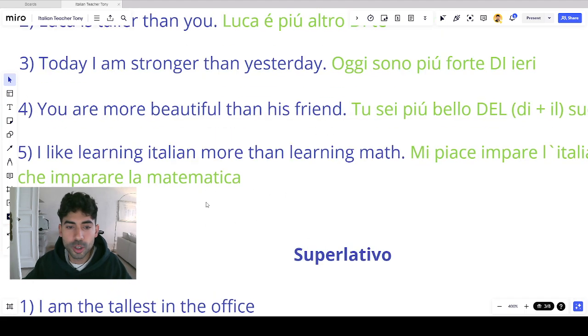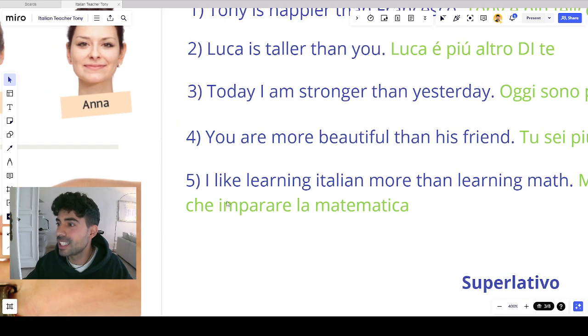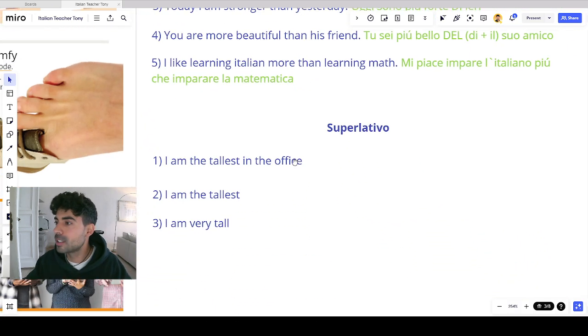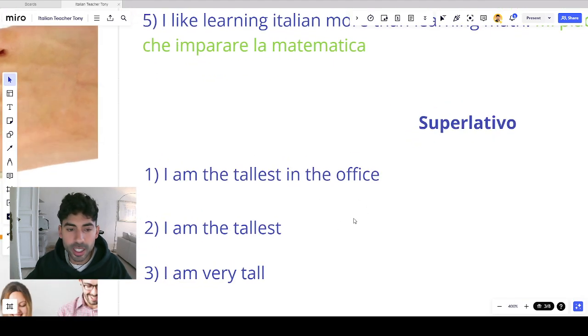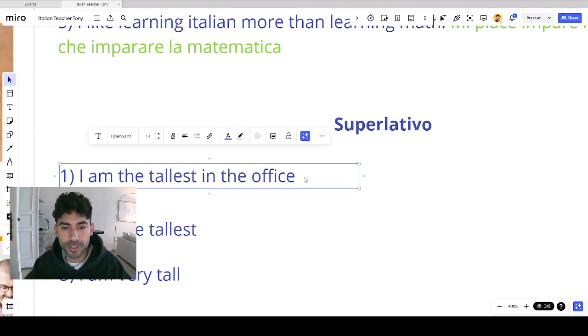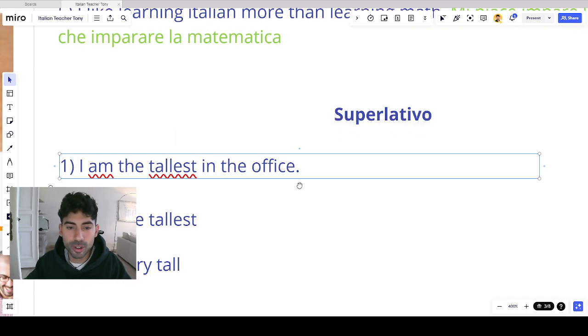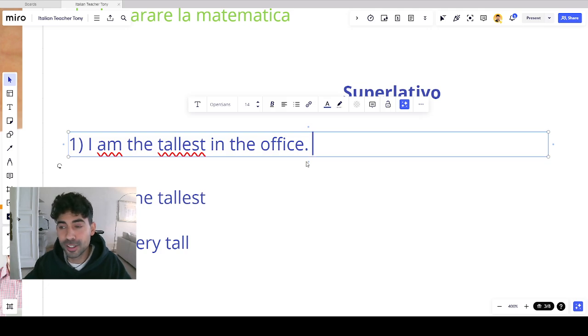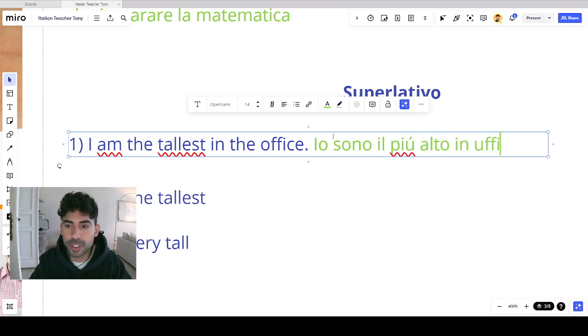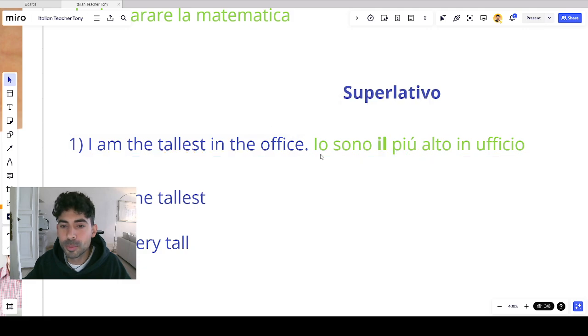Imparare, typo. So notice that for "then," in this case, we've been using che. The last three examples I want to show you are for superlativo. If I want to say "I am the tallest in the office," that's very easy. What you do is you take the adjective tall, alto, and you add the article in front of the "more," like the più in Italian. And the translation would be, still in green, io sono il più alto in ufficio. Il. Notice the use of the article il to make it superlative.